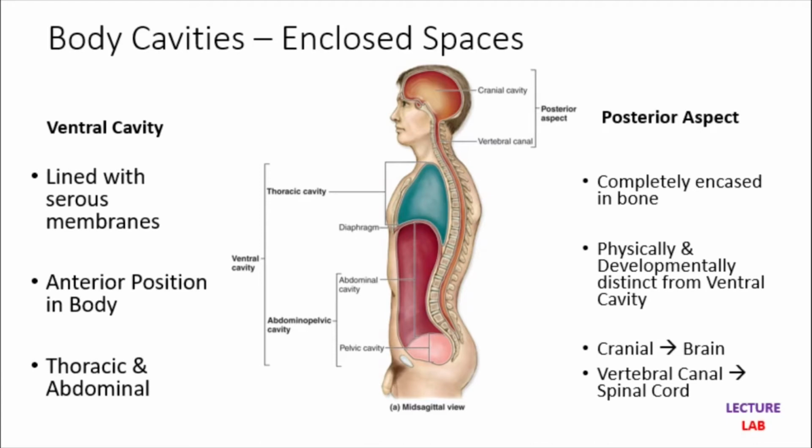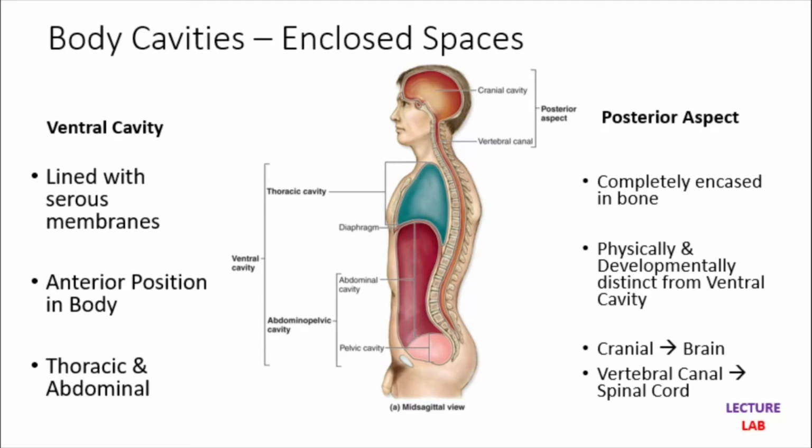There's 2 subcavities to this, the cranial cavity. The cavity is the enclosed space. The brain sits in the cranial cavity. The vertebral canal, the spinal cord sits in that enclosed space. What is special about this is that these cavities are completely encased in bone. The brain and spinal cord are part of the central nervous system. Very important. We want to protect them, so they're encased in bone. This also happens to be, like the name says, posterior aspect, more posteriorly located.